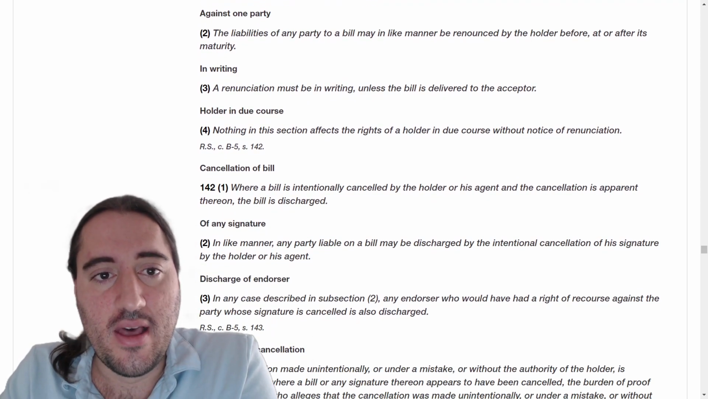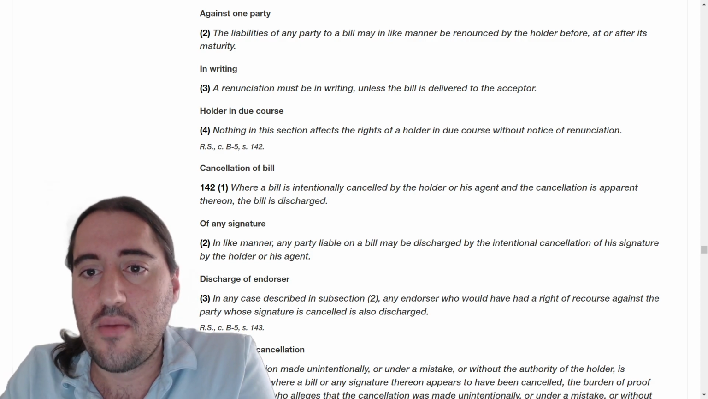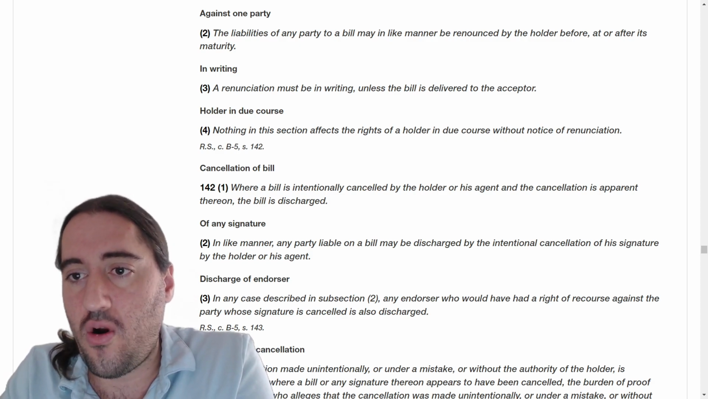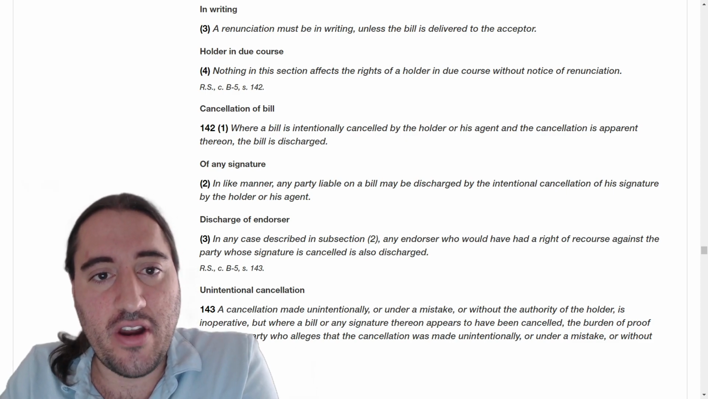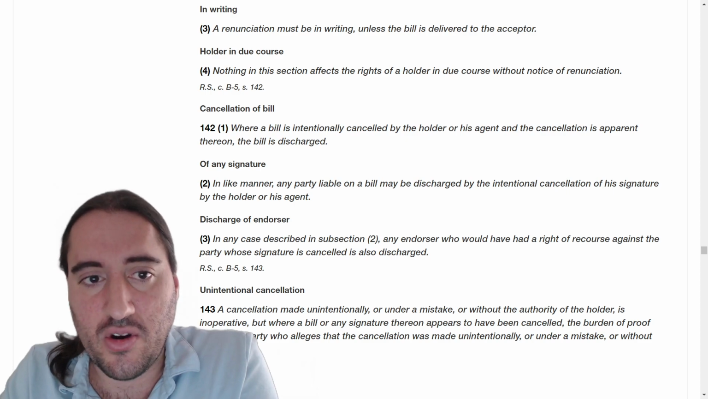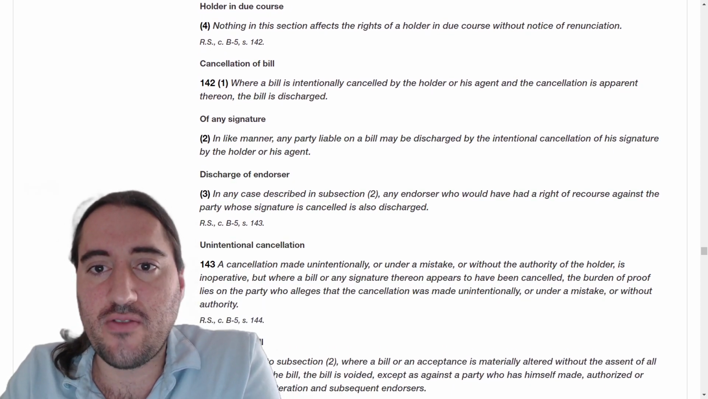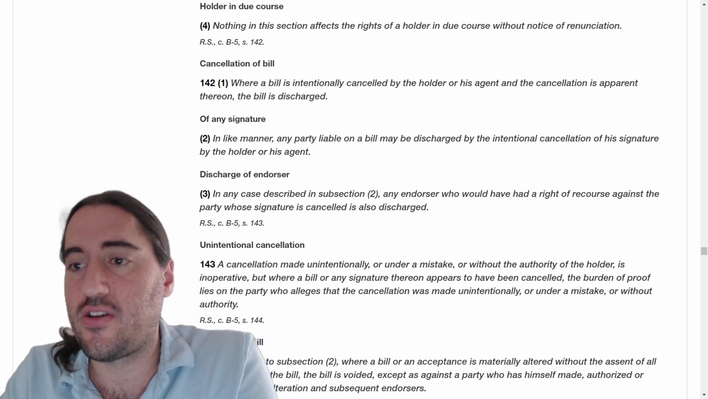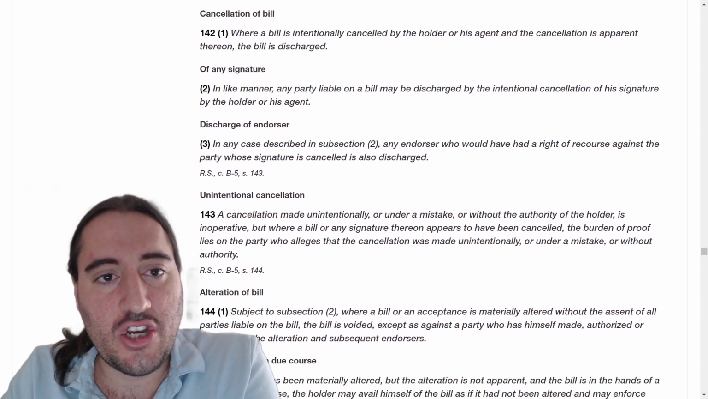Against one party. The liabilities of any party to a bill may in like manner be renounced by the holder before, at, or after its maturity. In writing. A renunciation must be in writing unless the bill is delivered to the acceptor. Holder in due course. Nothing in this section affects the rights of a holder in due course without notice of renunciation. Okay.